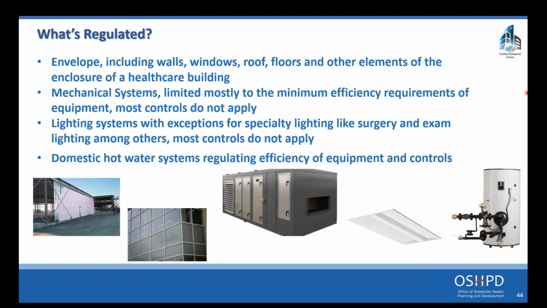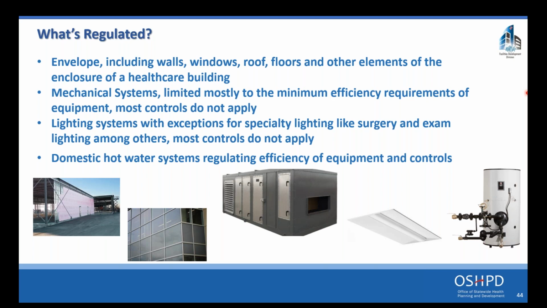So what's regulated? These are the items I mentioned before. We're looking at envelope, including walls, windows, roof, floors, and other elements. This would apply to any addition, expansion, or new buildings. Mechanical systems, they're limited to all new equipment going into a building for an addition or a new project. And basically everyone worries about this, but the mechanical systems that are already out there that are available to purchase in California already meet these requirements. But a basis of design is required when using any of these 4 systems.